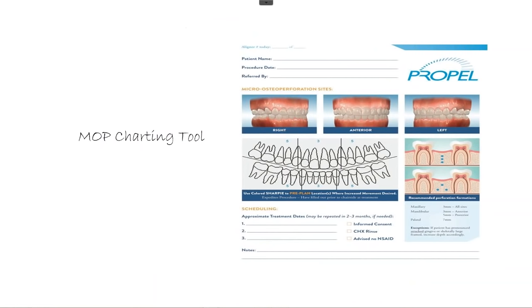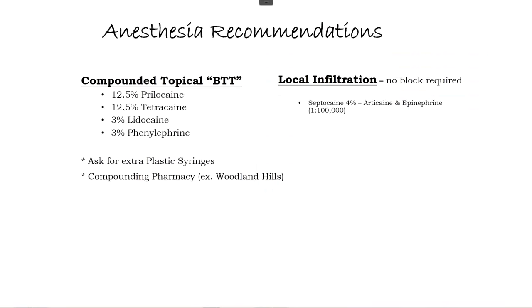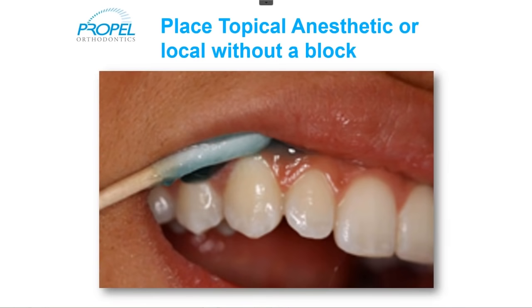Plan it out in advance and mark it down on a sheet like this, so that the assistants know where to place the topical. Now we have two options for anesthesia. We can place topical with BTT, or we can do local infiltration. Most orthodontists are using topical with BTT and having very good success with that. A minority are using local infiltration with Septocaine and getting great success with that also.